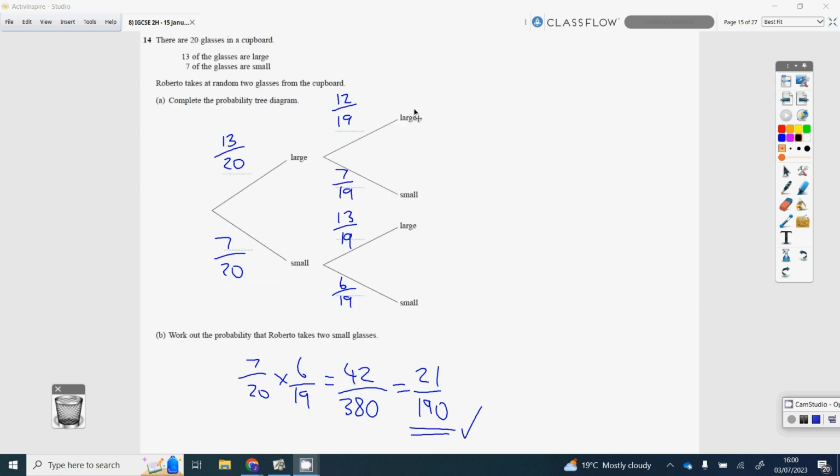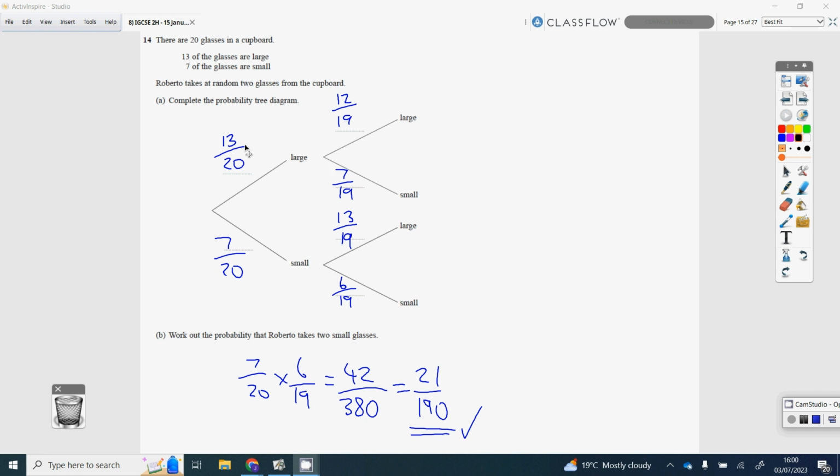Question 14. Well, we're told that 13 of the 20 glasses are large. So the probability of a large is 13 out of 20 and small is 7 out of 20. Now, if you're taking two glasses at random, you're effectively taking one glass, popping it down, and then going back to the cupboard and taking a second glass, because you can't take the same glass out twice. So just make sure with your second picks over here, you've made the denominator 19, because there's only 19 glasses left after you've picked one out here.